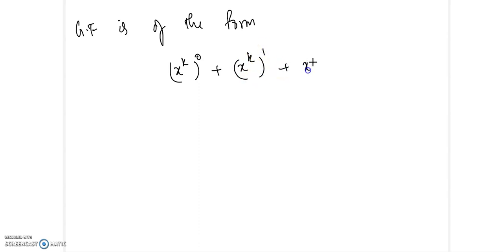So here the generating function is of the form: x to the power k times 0, then x to the power k times 1, x to the power k times 2, and so on. Here you have size k.